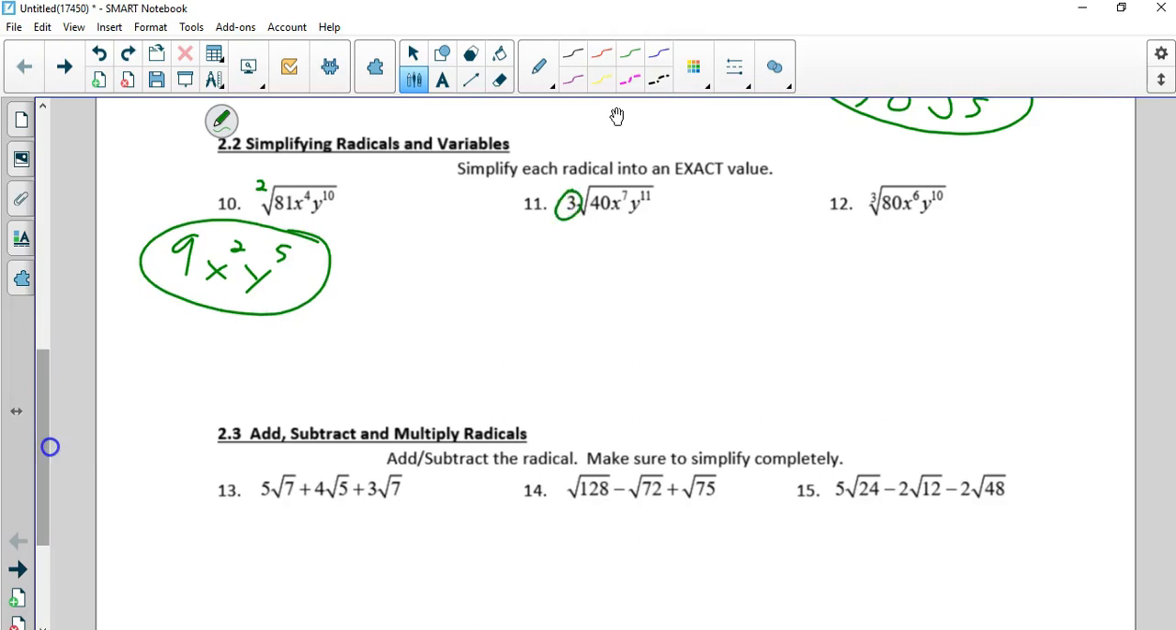Number 11, don't forget about this 3. 40 is going to break down: square root of 4, and square root of 10. This is going to be 2 radical 10. So on the outside, we have the 2 times the 3. That's 6. We know we're going to have a radical 10, so I'm just going to write that down.